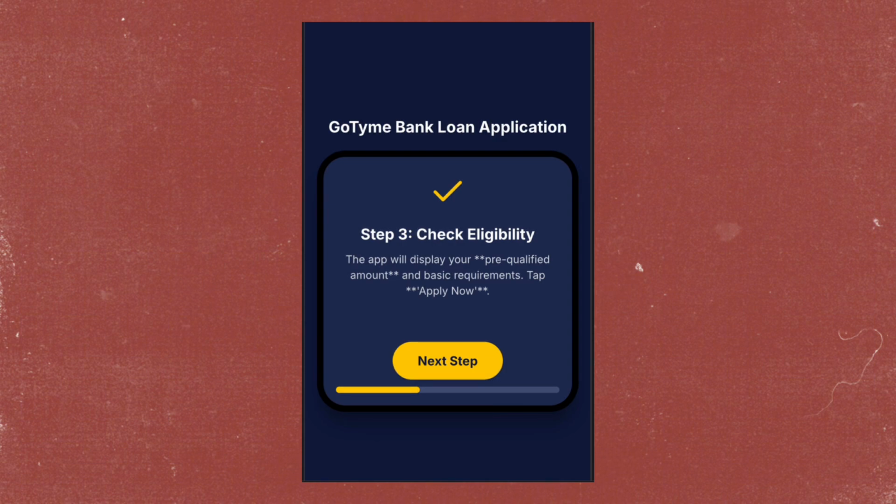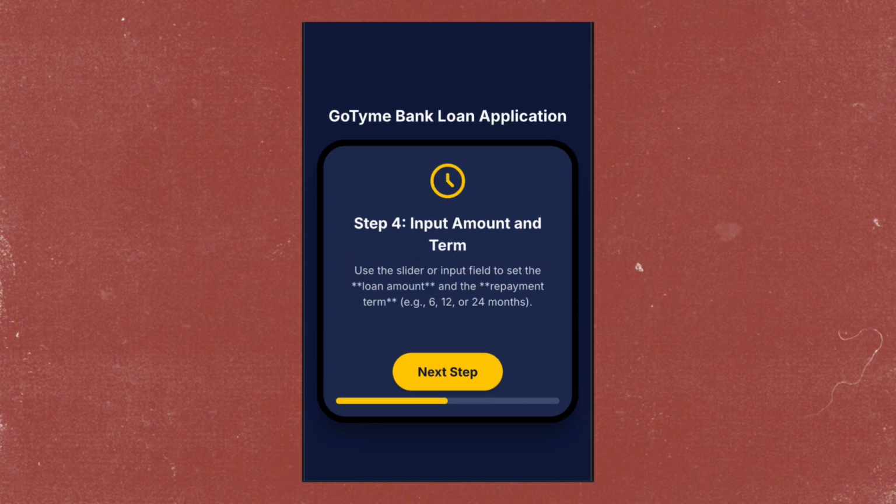And next is to check your eligibility. So the application will display your pre-qualified amount and the basic requirements. So first, just tap on apply now from there, and then input the amount and the term.